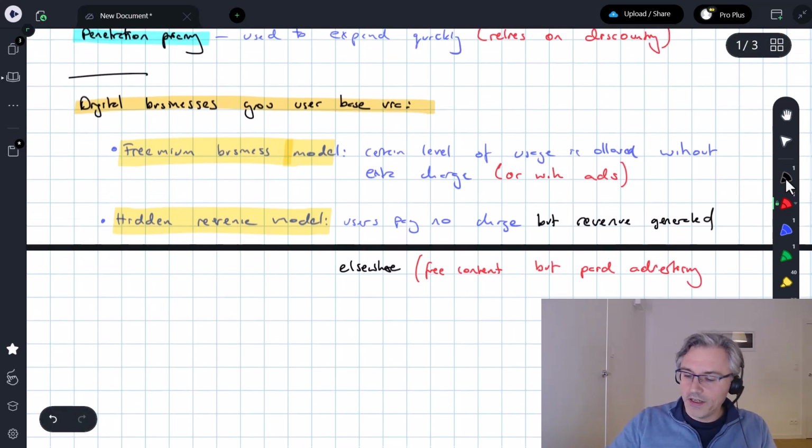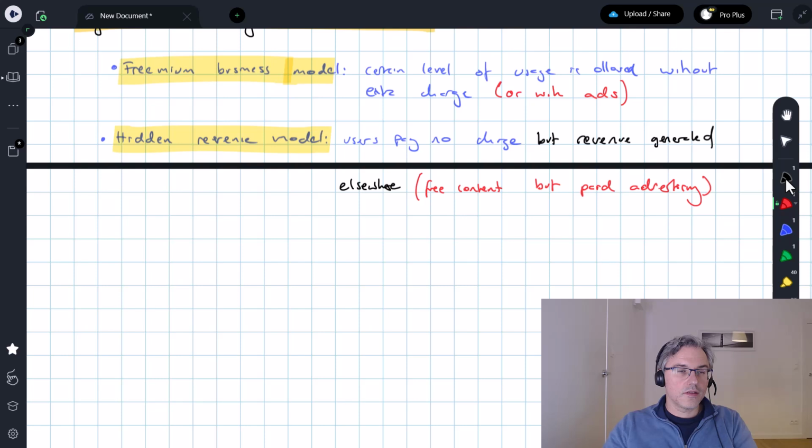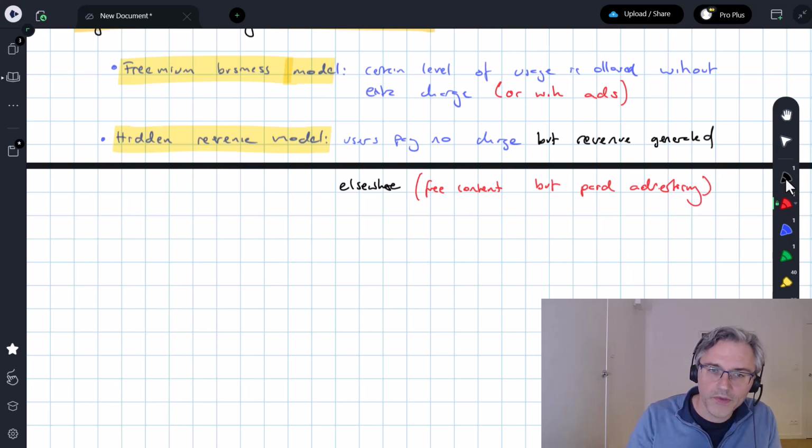Or with Facebook, you use Facebook for free, but Facebook sells advertising services, right? So people may advertise to you when you're using Facebook. In online marketplaces, often the buyer doesn't have to pay for a transaction, but the seller does. If you go on eBay, it's the seller who pays for advertising something, and you as a buyer just click buy and pay the price, but you don't incur any additional fee.